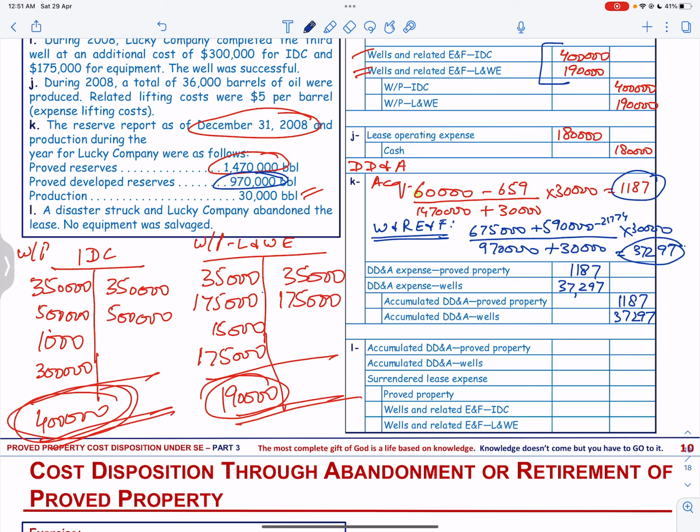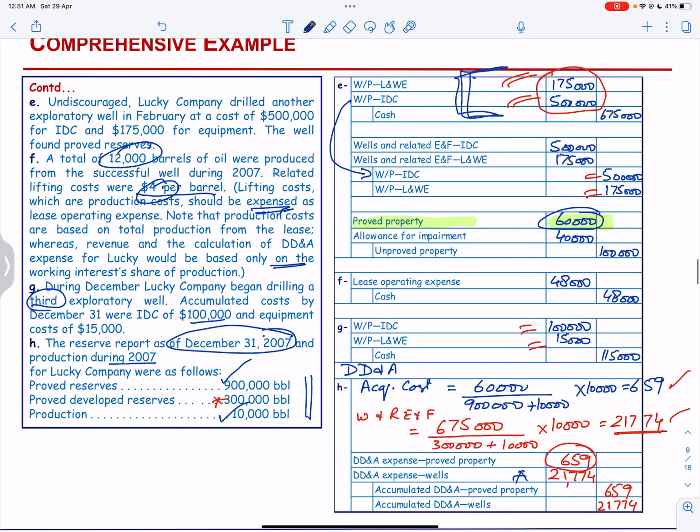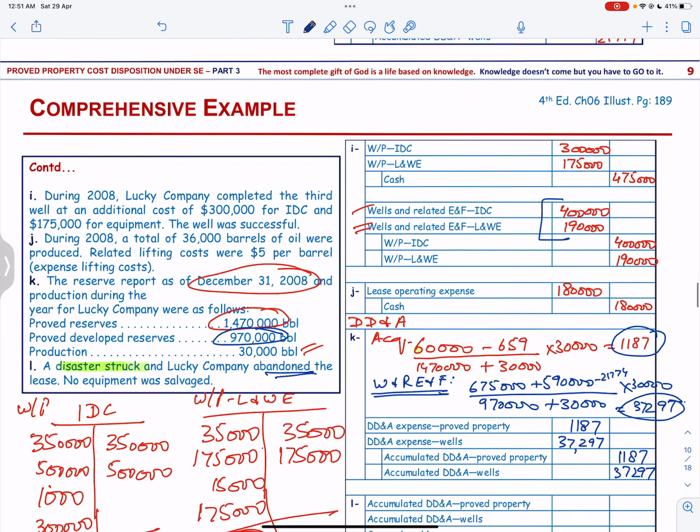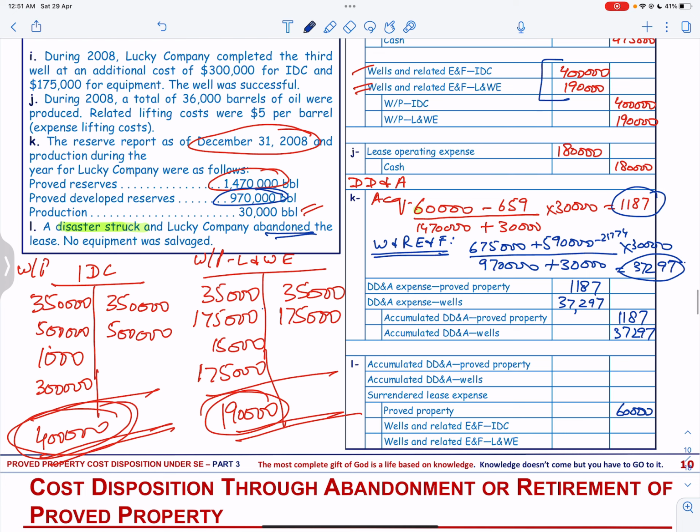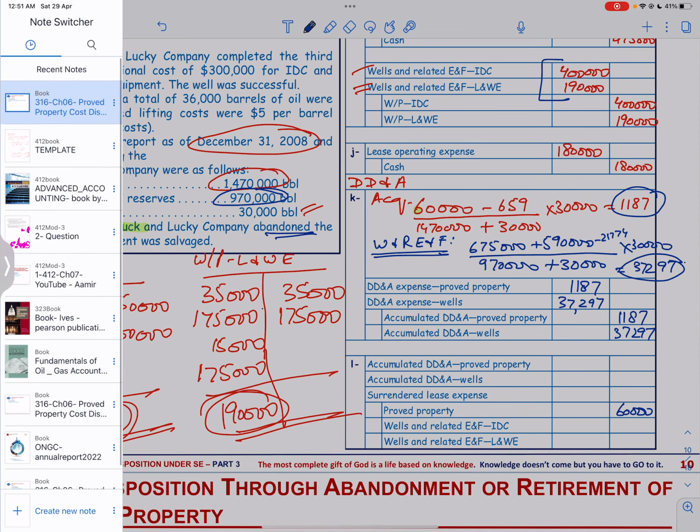Then number L, oh, that is interesting. A disaster struck and the company abandoned the lease. Okay, now when they are abandoning the lease, it means we are going to credit the proof property, and the proof property is for 60,000. We have already seen over here, proof property was 60,000. It is credit. Then we will look for wells and related equipment and facilities and intangible drilling cost, and I would like to show you more.